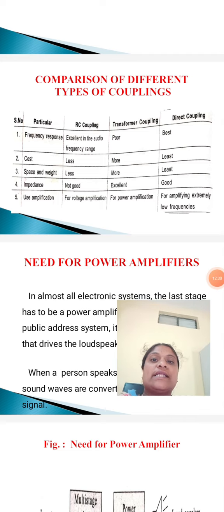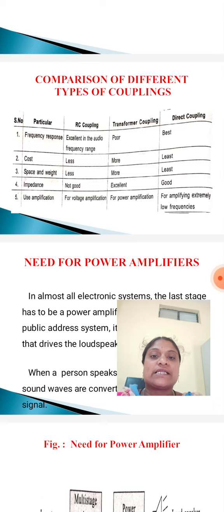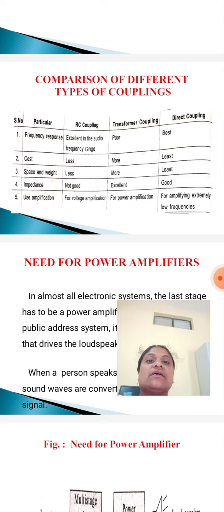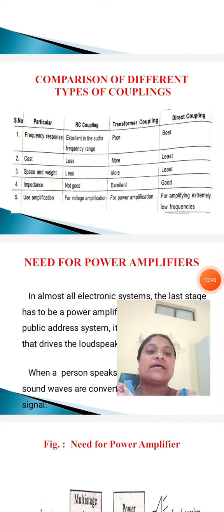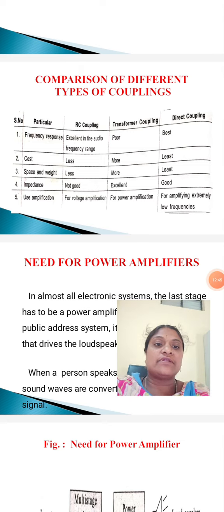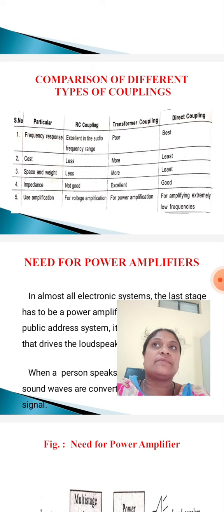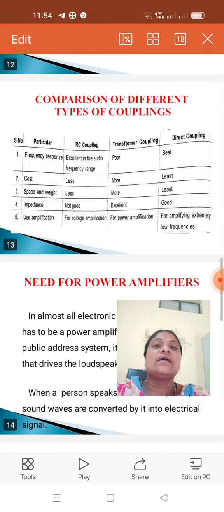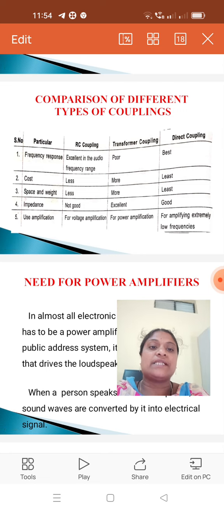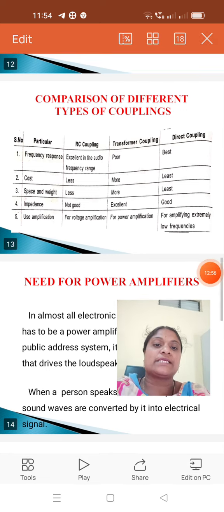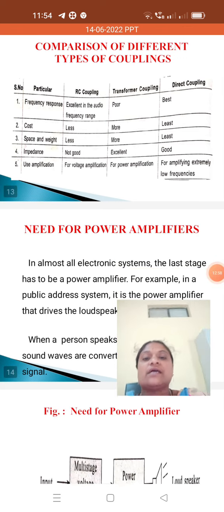And the last particular is use of amplification. RC coupling is used for voltage amplification. Transformer coupling is used for power amplification. And direct coupling is used for amplifying extremely low frequencies. So this is the comparison of different types of couplings. This topic is completed.